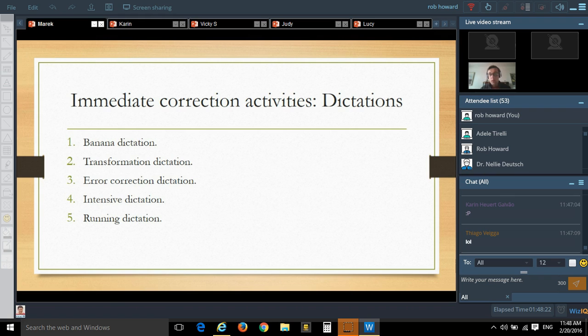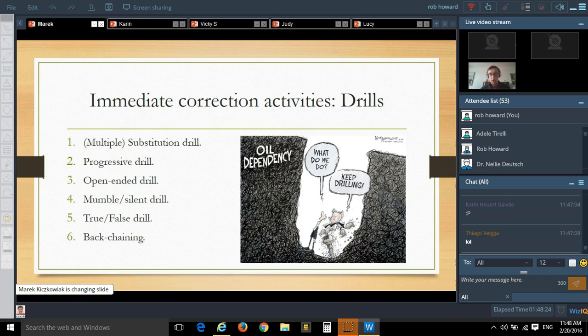There are also, the next bunch of activities are drills, and they're kind of similar to dictations, but they involve a lot of repetition. And I think repetition is really the key here. If you want to deal with fossilized errors, you want to repeat the correct version over and over and over again to form new mental habits. And again, all these drills are explained on my blog, but maybe I'll go through one or two.